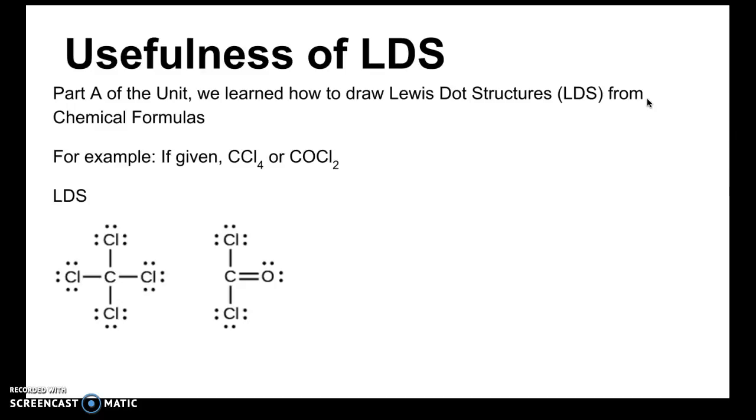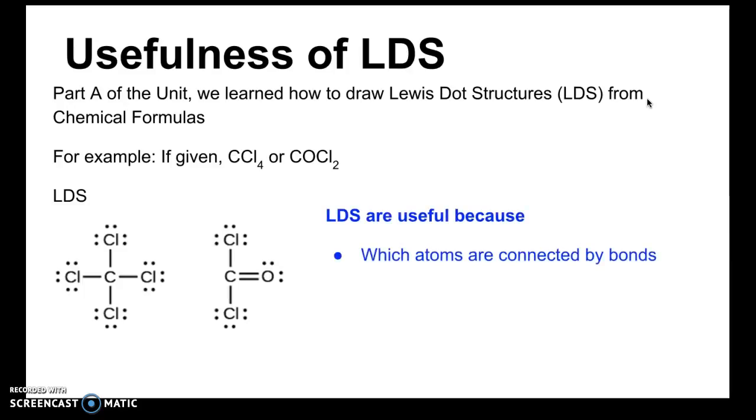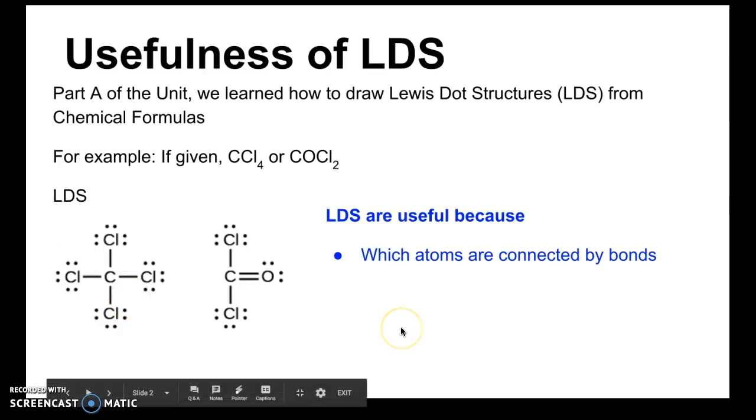Now, Lewis dot structures are useful because they show us a couple of things. First off, they show us which atoms are connected by bonds. For example, in the first structure, CCl4, we notice that all 4 chlorine atoms are connected to the carbon, and nowhere in the structure are two chlorine atoms connected together.